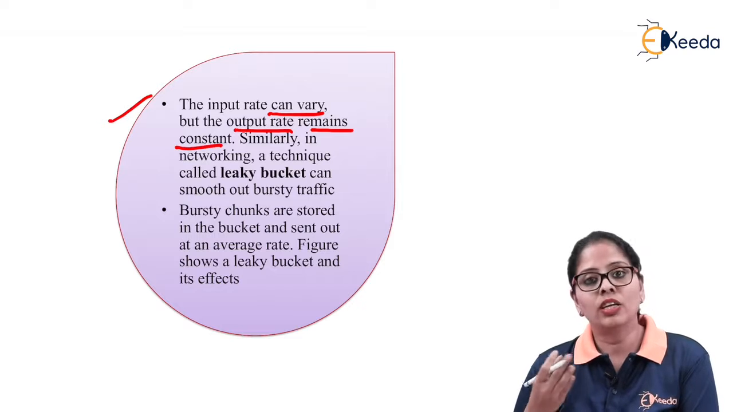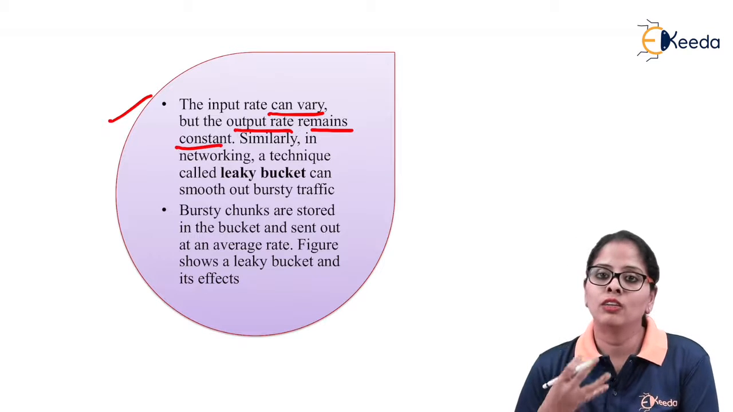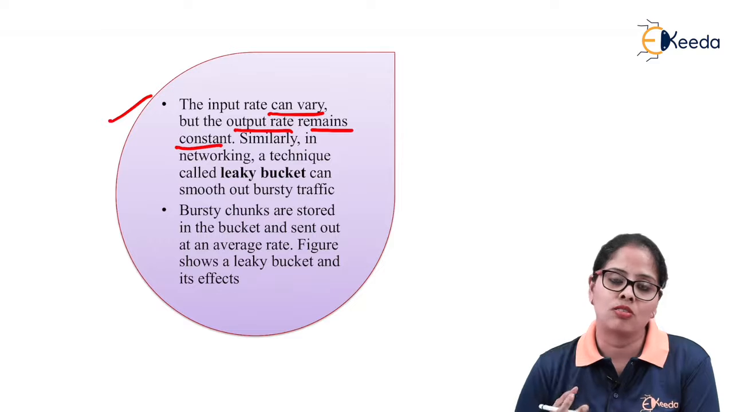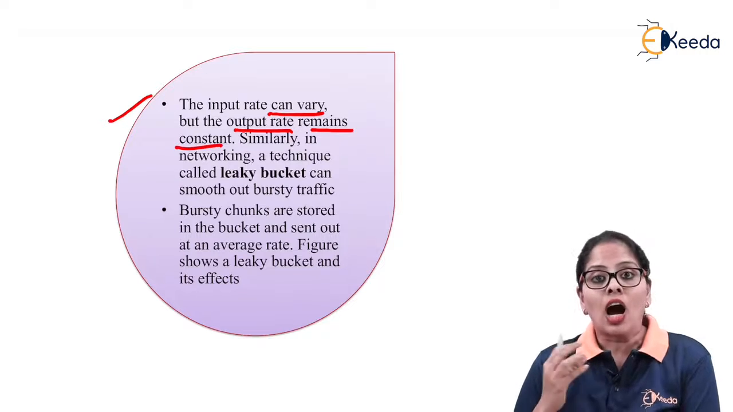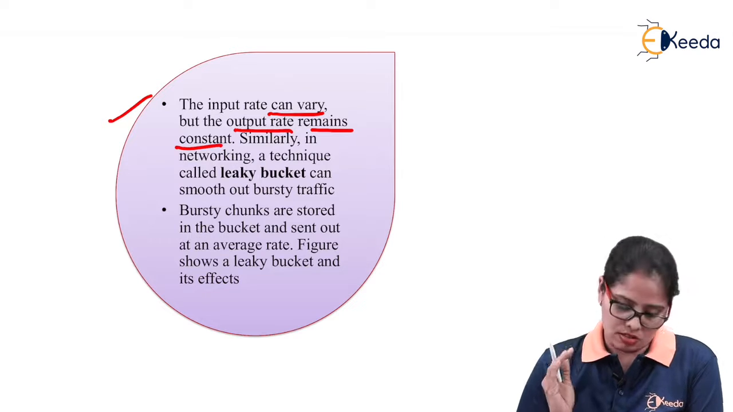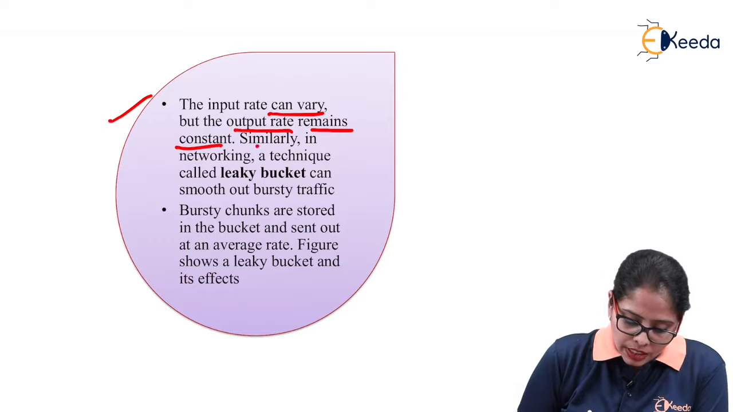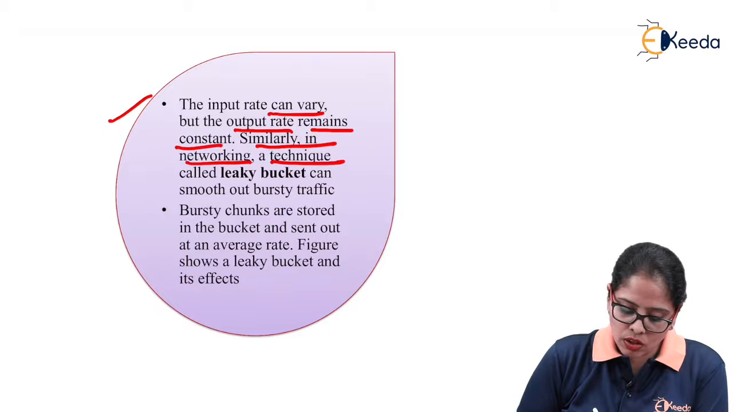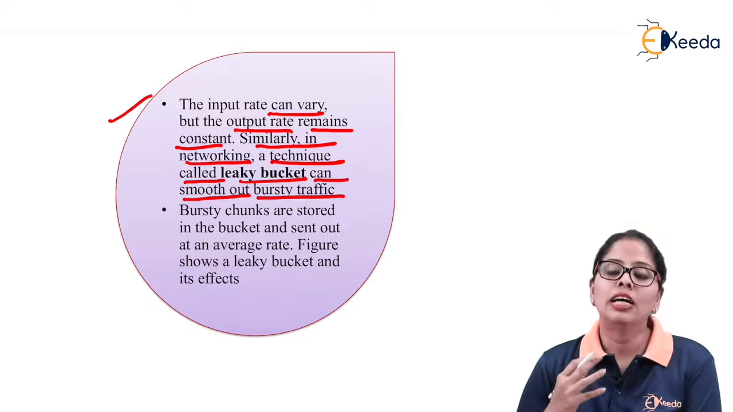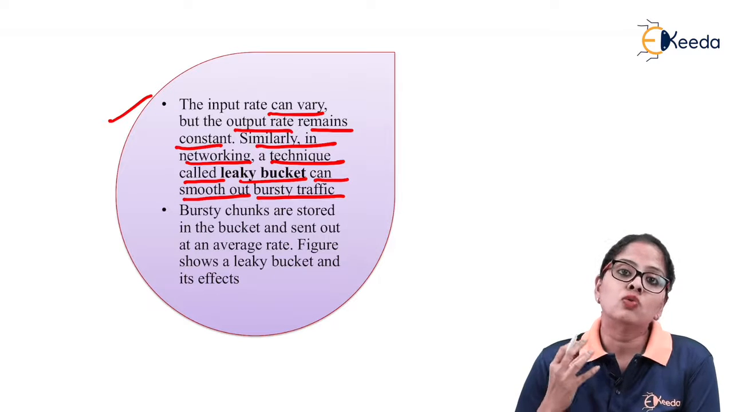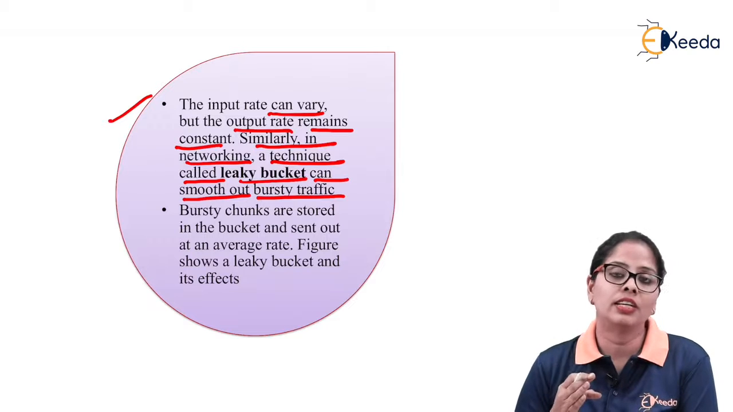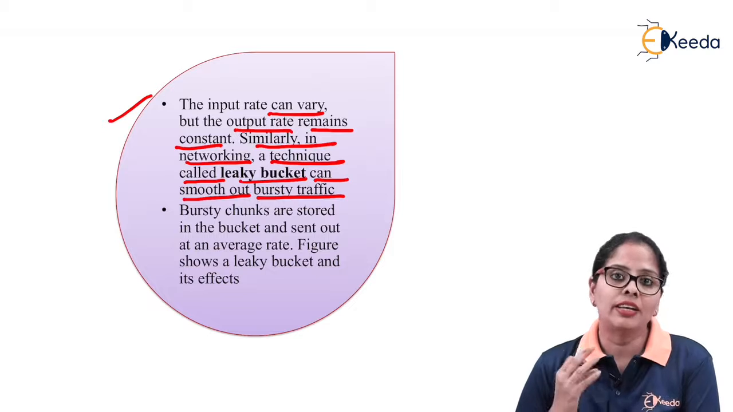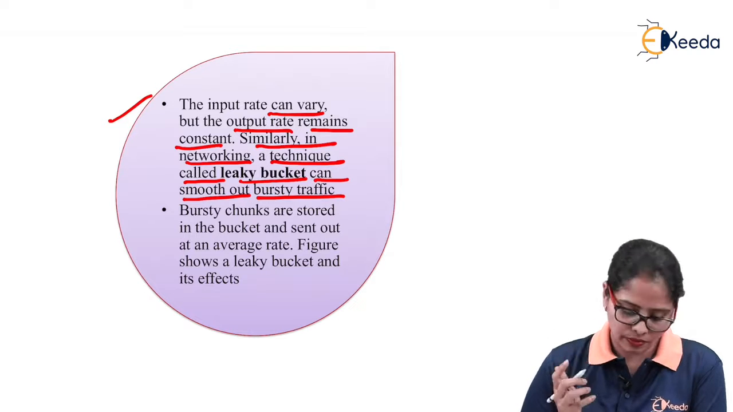Same over here in the packet case: whatever your incoming data is, whether it is coming at a constant speed or at a burst speed, your outgoing rate will be constant. Similarly, in networking, the technique called a leaky bucket can smooth out bursty traffic. With the help of a leaky bucket, you can keep the outgoing rate at a constant level even if your incoming data is bursty traffic.